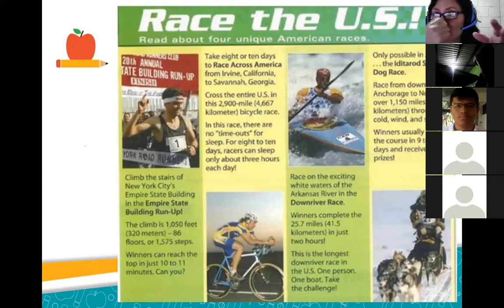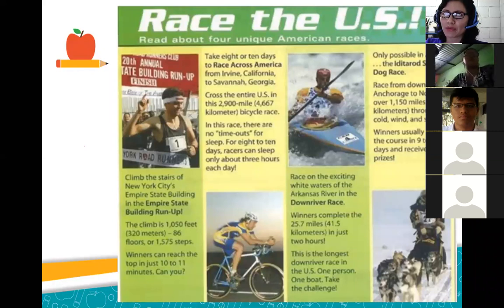Okay. So, it says read about four unit American races. And now, volunteer to read the first part. Let me see, because I have raised hands, but I don't see the names. Wait. Okay, so Reina, would you like to read the first part, and then Dennis, and then Rosita, and lastly, Veronica. Okay, the second one me. The first one, Reina.